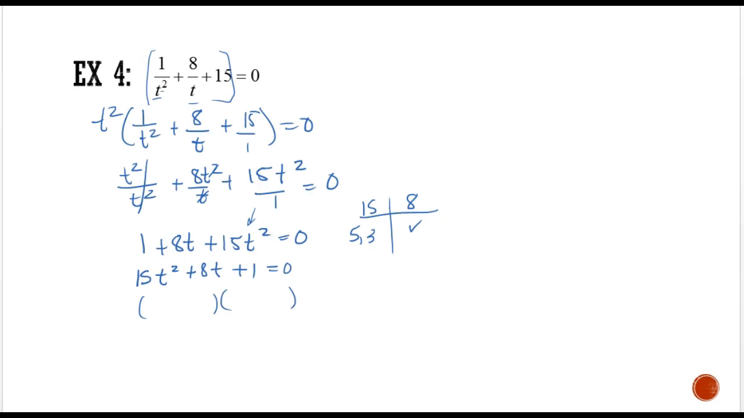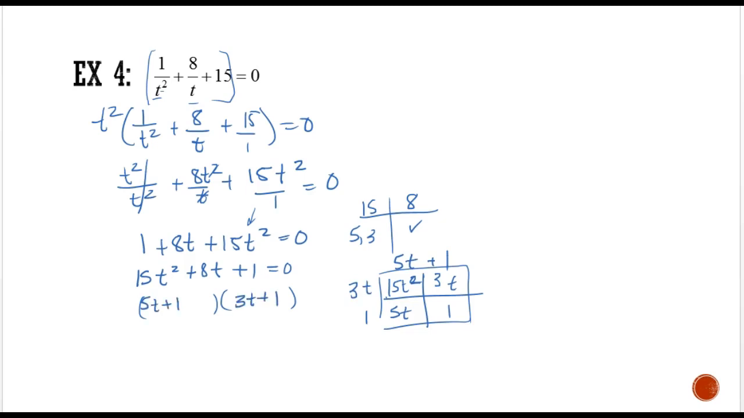Now, when I box this, let's see what happens. I have 15t squared. This is a t, this is a t, and this is a 1. So when I pull out my factors, let's see, that's going to be a 5t. That's going to be a 1. It's going to be a 3t, and this is going to be a 1. So I'm going to have 5t plus 1 and 3t plus 1, all equal to 0.